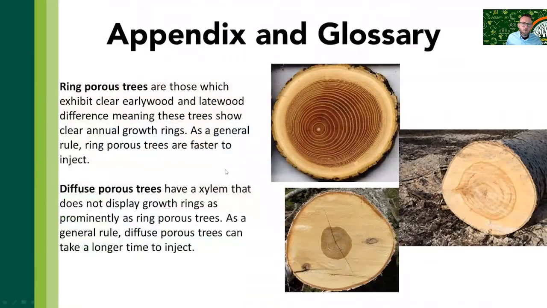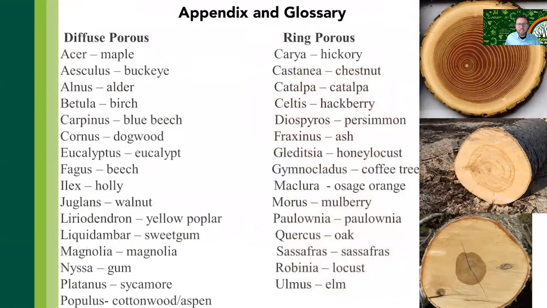Kind of now going into more here, we have our appendix and of course our glossary. We're not going to talk about the glossary here in this conversation, but there's some neat appendices in the BMPs. One discussing ring porous trees versus diffuse porous trees and how that might inform how you treat them and the time it might take. An example of some of these species that are diffuse porous versus ring porous. And, again, we find that diffuse porous trees may be a little bit more difficult to inject versus our ring porous trees, which might be a little easier to inject.